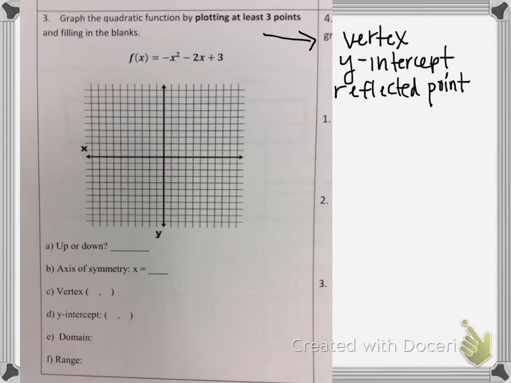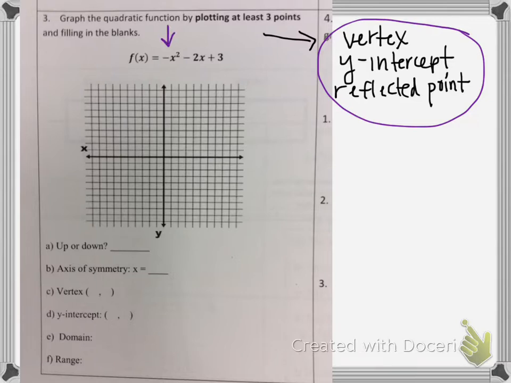Number 3, we're going to be graphing a parabola in standard form, and all we have to do is plot 3 points. So the 3 points we're going to plot will be the vertex, the y-intercept, and the reflected point using the y-intercept. So for part A, deciding whether it goes up or down, I look at the original equation and I look at the very first term.